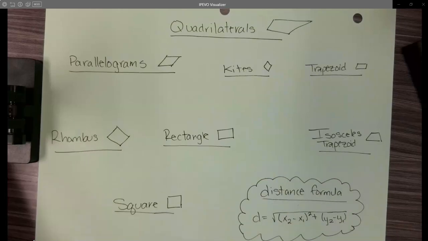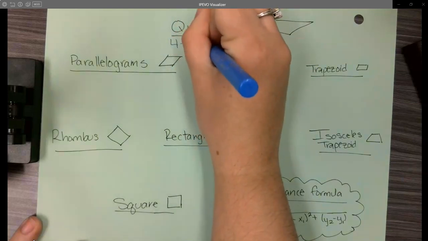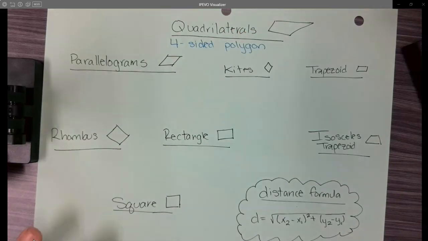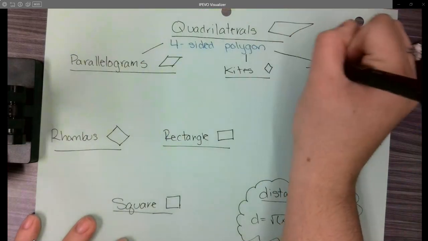So for this, the first thing I'm going to write is my definition of a quadrilateral. It is a four-sided polygon. And this is what I call one if I can't make it any more specific. Then there's three specific types of quadrilaterals. There's parallelograms, there's kites, and there's trapezoids.